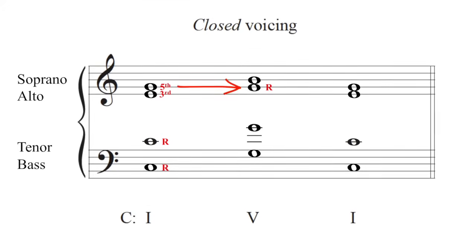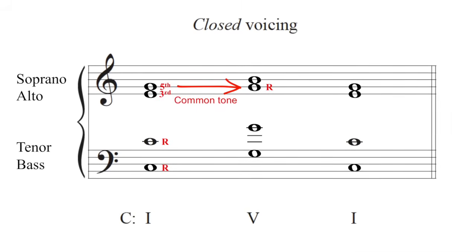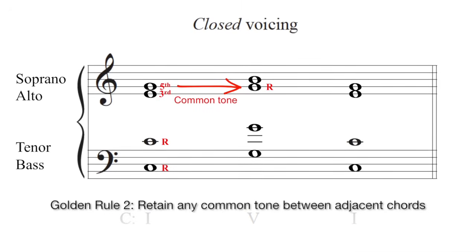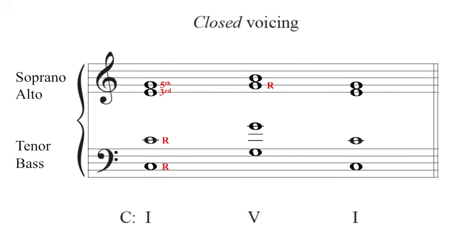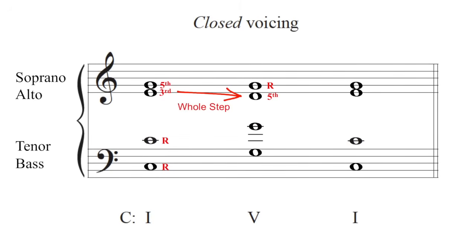Thus, we can establish a second golden rule. Retain any possible common tone between adjacent chords in a progression. Next, focus on the alto voice. In the tonic triad, the chord factor it is sounding is the third, which is pitch class E. The dominant triad that follows requires a D. Why not give this note to the alto, which can approach it by whole step? This reflects the first golden rule.